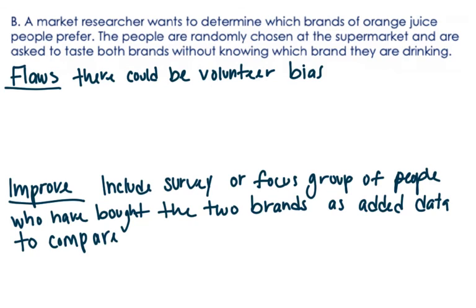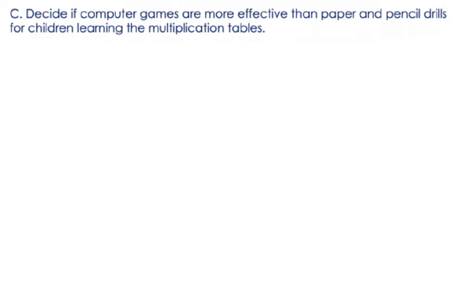Okay, so here's something I came up with. Flaws, there could be volunteer bias because it's only people who actually want to drink the juice. And it's really hard to overcome volunteer bias, but I said maybe include a survey or focus group of people who have bought the two brands as added data to compare. So just extra stuff. Alright. If you put something different and you want to ask me if that's okay, you can send me a message.